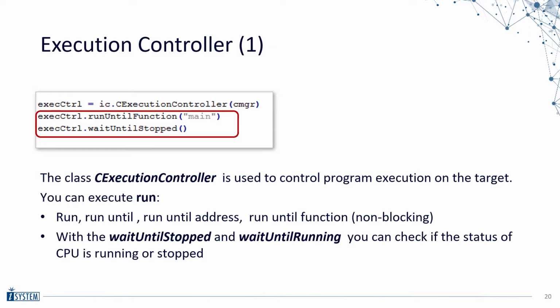With the execution controller, you control the execution of the embedded application on the target. You have possibility to execute run, run until address. These methods are non-blocking. You are familiar with the wait until stop method that is used for checking if the execution has terminated or not. The other method is wait until running. There is additional variant for the execution methods with a timeout. The timeout could raise a timeout exception in the case that run method didn't terminate on time, or it could return certain error value.